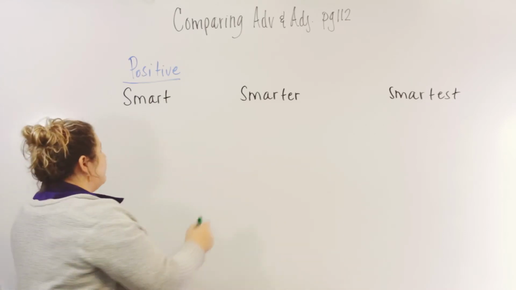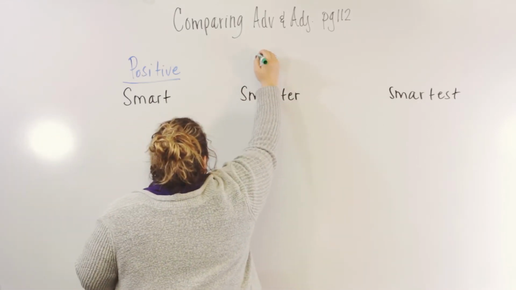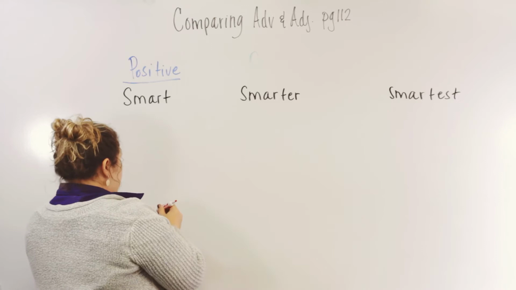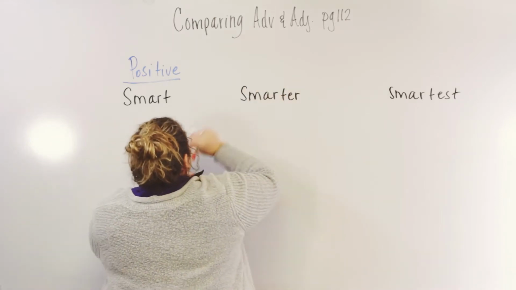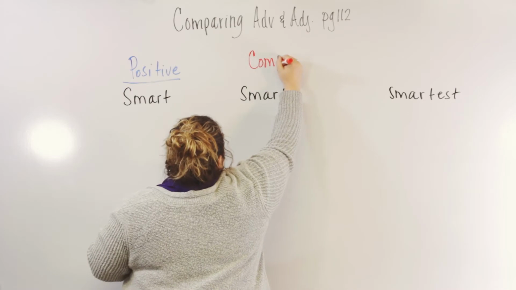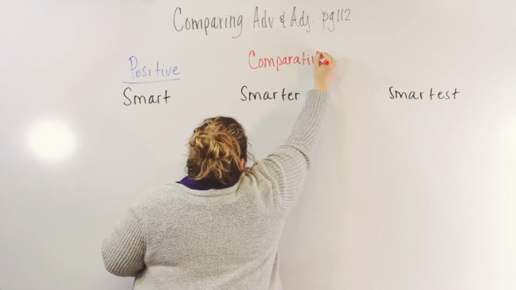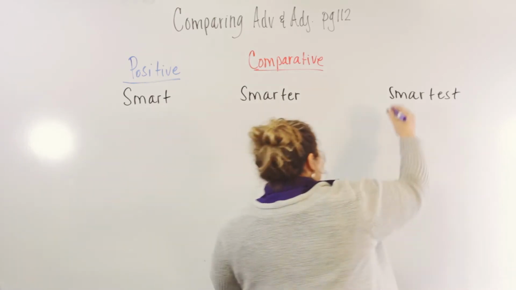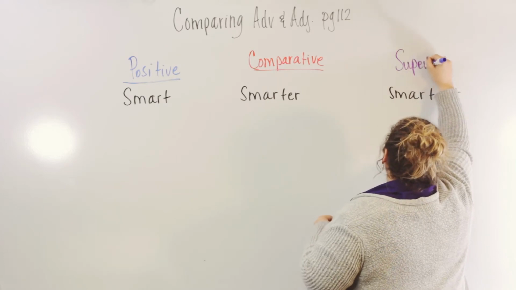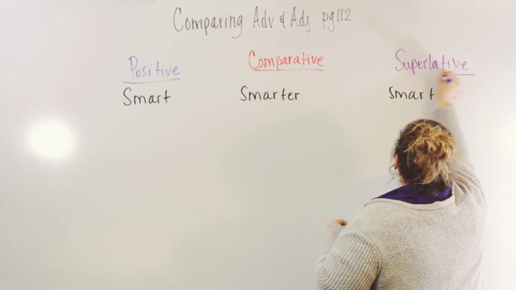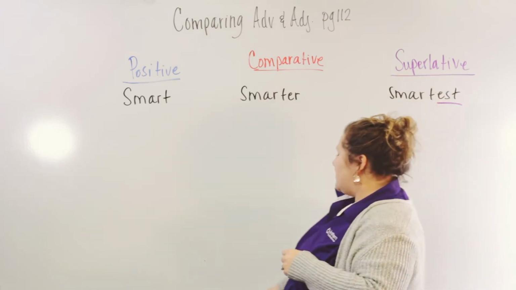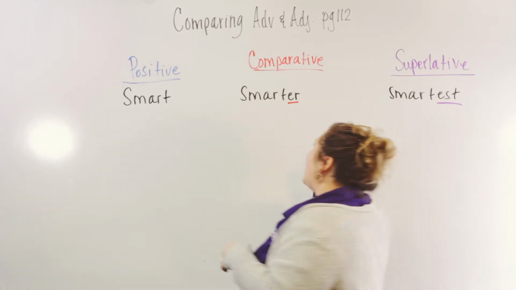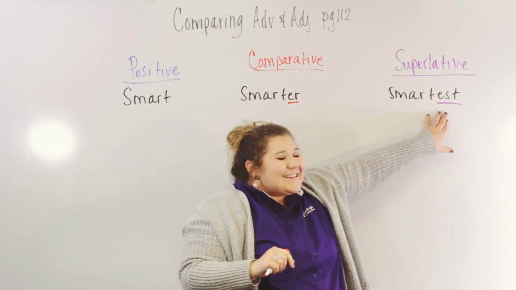Our second category is, oops, sorry guys, marker's not working. Let's use red. See if red works. There we go. Comparative. And last but not least, we have superlative. Okay? And notice each one of these, comparative has ER, while superlative has EST.